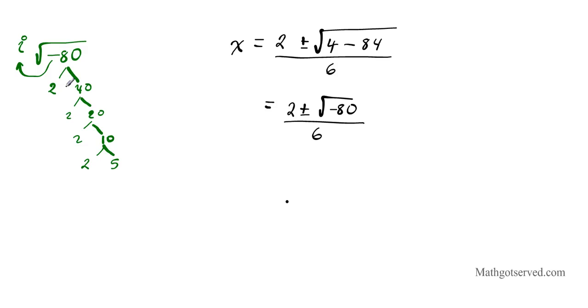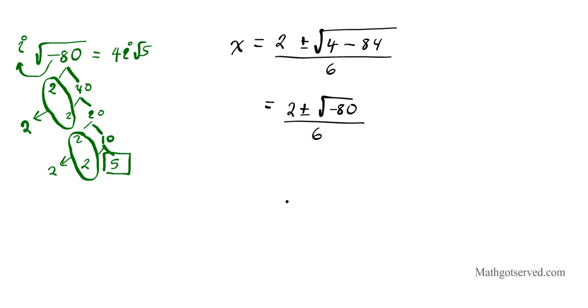Remember, any factor that repeats can break out as one because you're taking the square root. So two repeated factors come out as just one, and the square root of 2 times 2 is just 2. So these two 2's come out. So this basically becomes 4i root 5, because 5 was by itself. It didn't have another partner to break out of the radical with. So this basically becomes 2 plus or minus 4i root 5. Let's put it over 6. Notice I separated the fractions.